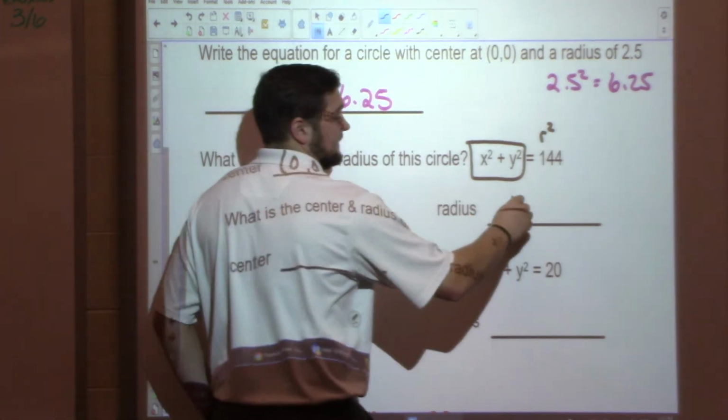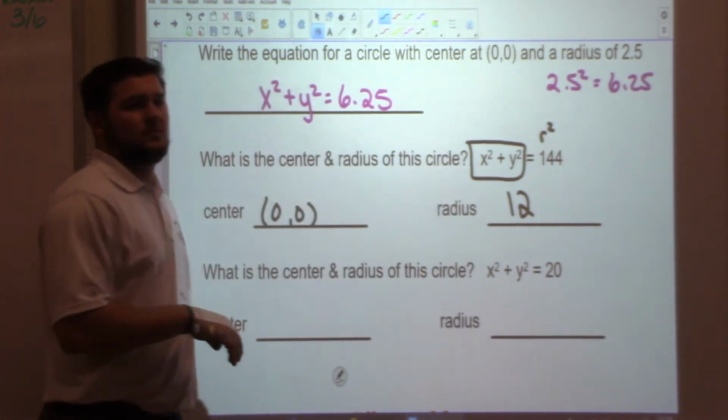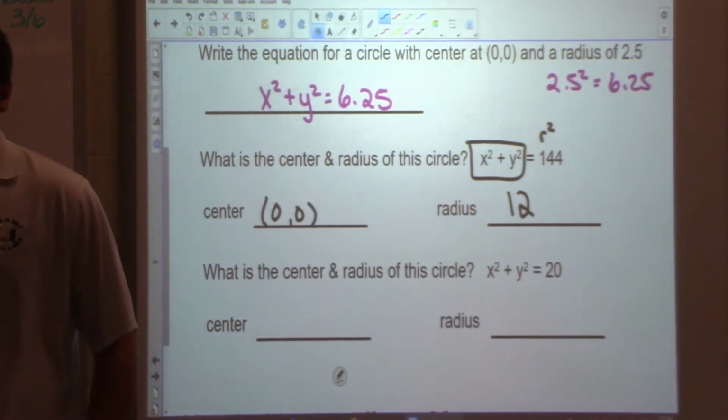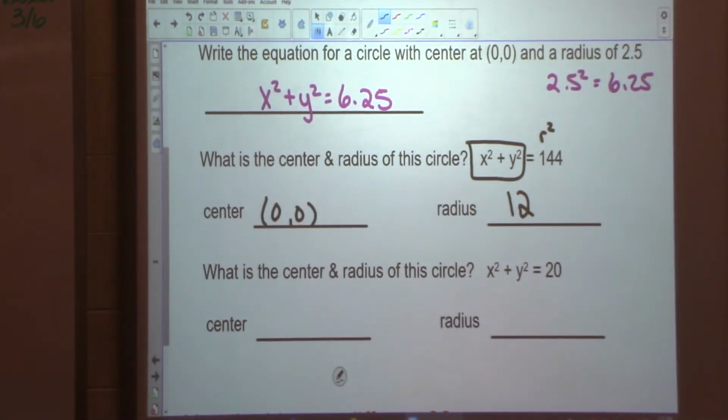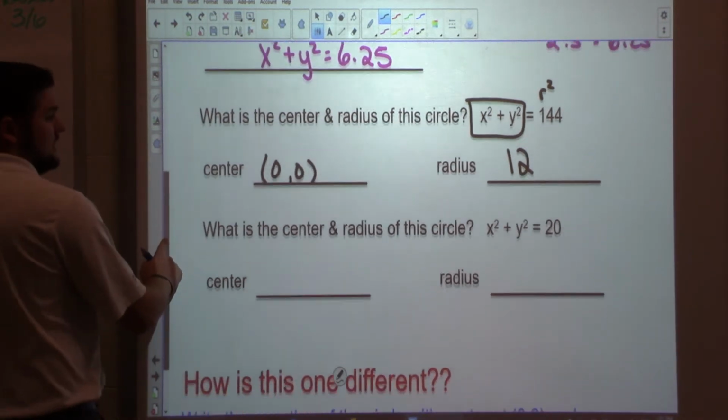12. Just 12, right? Now, why don't we get negative 12 as well? Because you square root. Well, but we square rooted last unit, we got 12 and negative 12. Because the radius can't be negative. A radius can't be negative, right? We can't have a negative distance. So it's only 12, right? Positive 12.